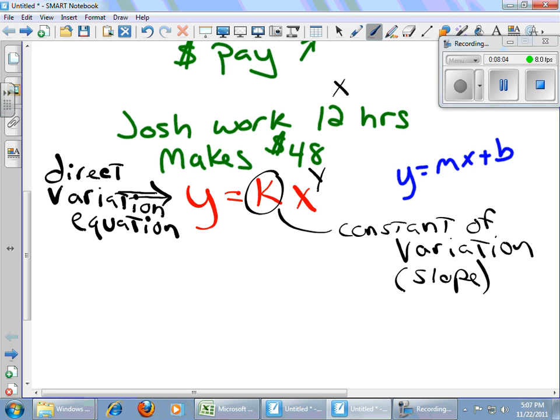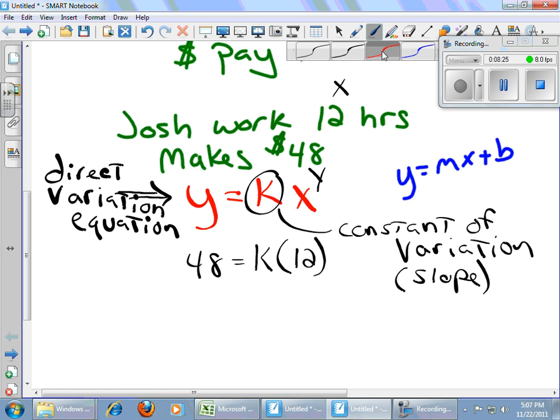Well, here's how I figure out how much he makes. And again, I know some of you know how to do this without doing all this formula, but there are going to be times when you're not going to be able to do it in your head. That slope or constant of variation won't be a pretty number. I'm going to put 48 in y's place. I'm going to let it equal k times the 12. I'm going to get the k alone.